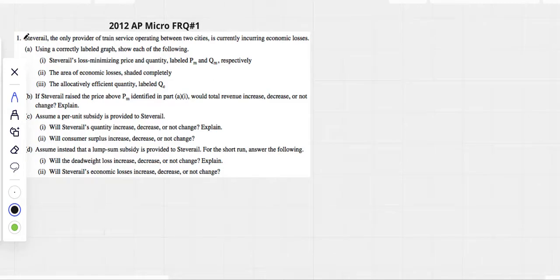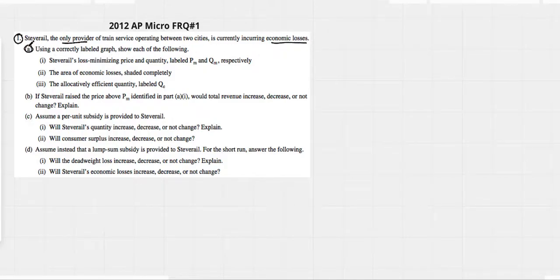2012 AP Micro FRQ number 1. Steve Rail is the only provider of train service operating between two cities and is incurring a loss. Use correctly labeled graphs to show each of the following. All right.